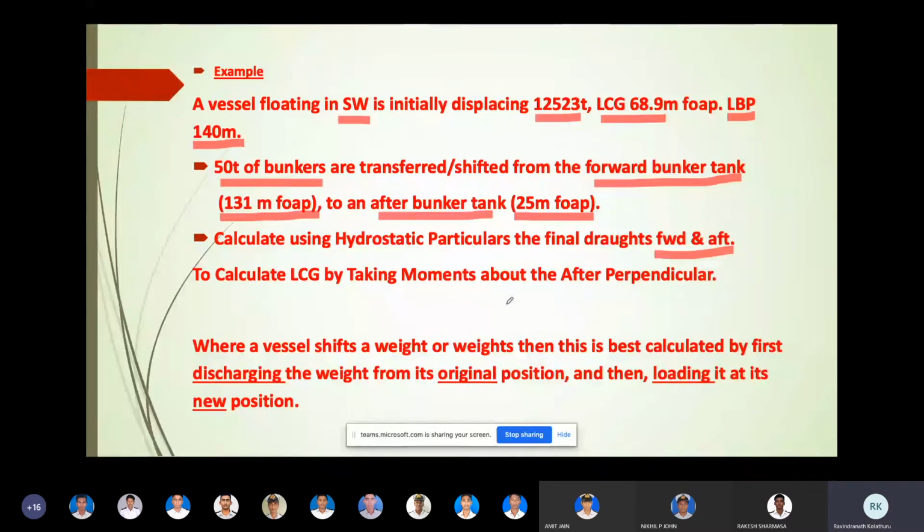Now, how do we approach a shifting problem? Where a vessel shifts weights, it is best calculated by first discharging the weight from its original position. In this example, weight is transferred from the forward bunker tank at 131 meters. So in the moments table, we will first discharge the 50 tons of bunkers from this original position, and then load them back at the new position, 25 meters FOAP. This is how we will approach the shifting of weights problem.